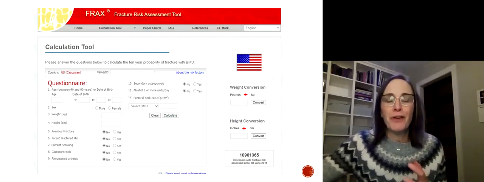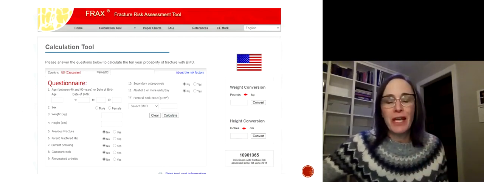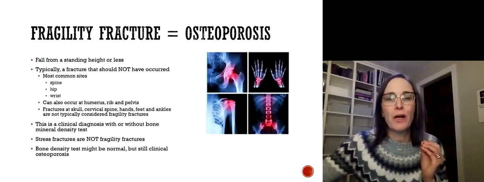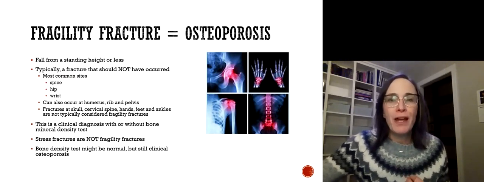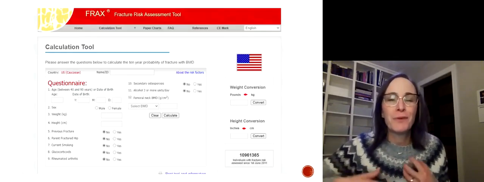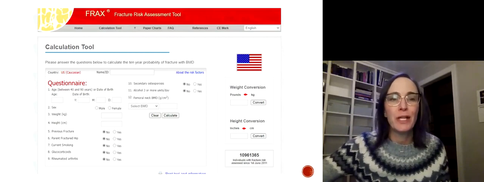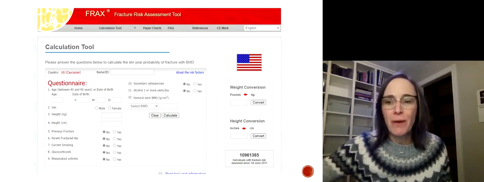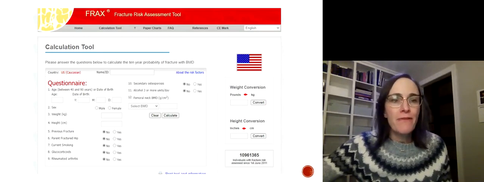In many cases, you'll be referring these fragility fractures to endocrinology. We get so many referrals for osteoporosis and fragility fractures that I'm hopeful that after this talk, you will feel comfortable starting some of the process on your own in the primary care realm. So let's move on and talk about FRAX.